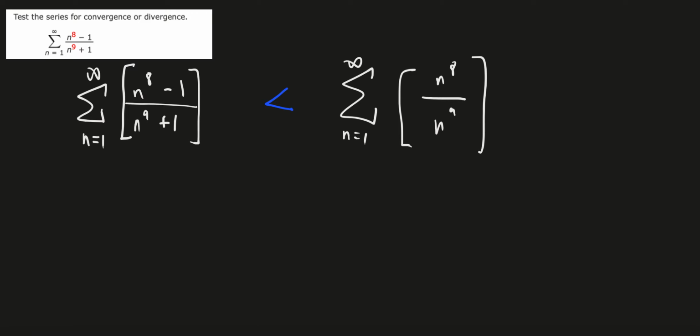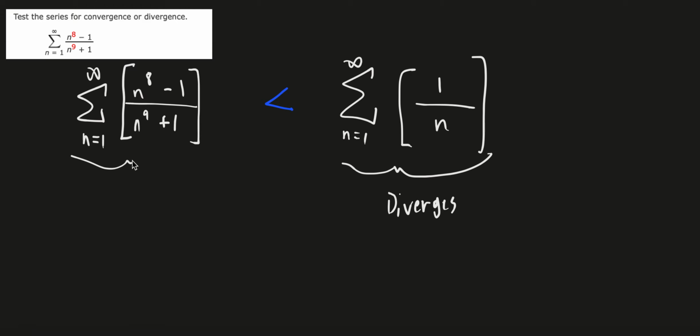Now, if you simplify, this is 1 over n, because that's n to the 8th over n to the 9th, and then if you subtract, you'll just get 1 over n. Now this is divergent. This is the harmonic series, the popular harmonic series with p equals 1 for a p-series. This diverges. It's good to know that. This here is less than that, and we can't really say anything about it using the direct comparison test, so probably not the best thing to do.